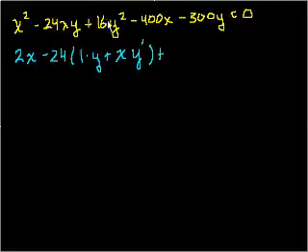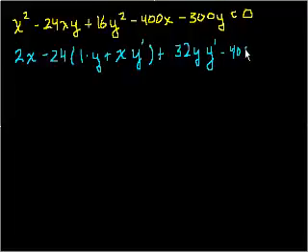plus, so we'll do the chain rule again. So let's take the derivative of this expression with respect to y first. So that's just 32y. But we're taking the derivative with respect to x. So we have to take the derivative of this with respect to y, which we did, and then multiply that times the derivative of y with respect to x, which is just dy dx, or y prime. Y prime. And then this with respect to x, well, that's just minus 400.